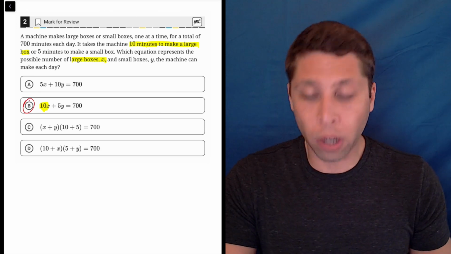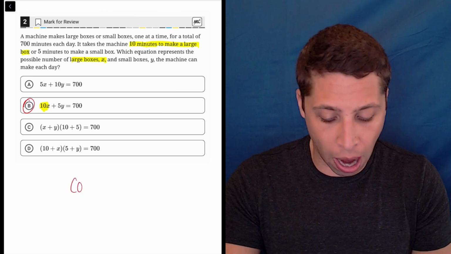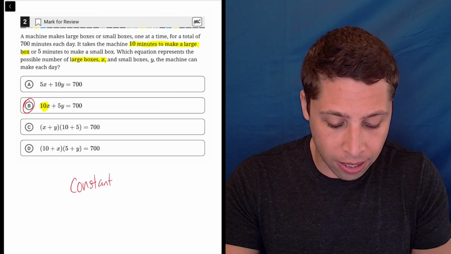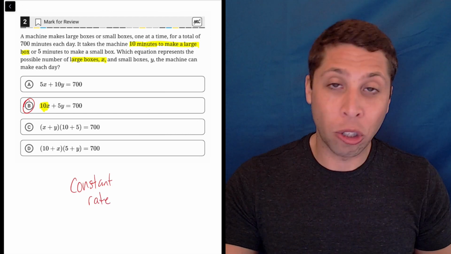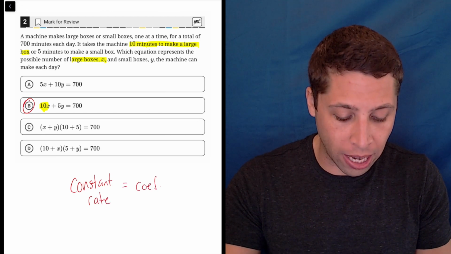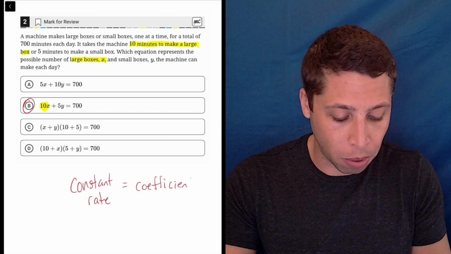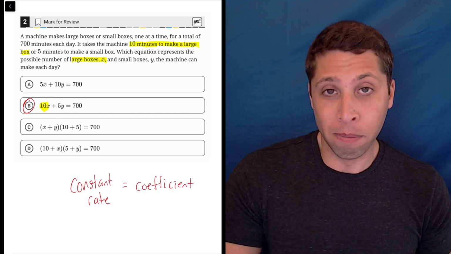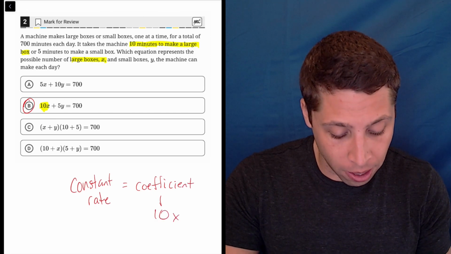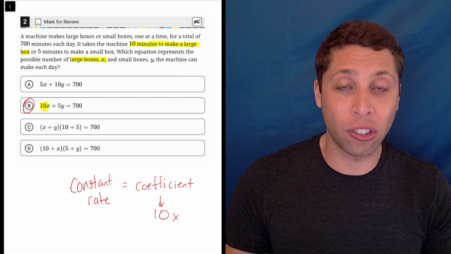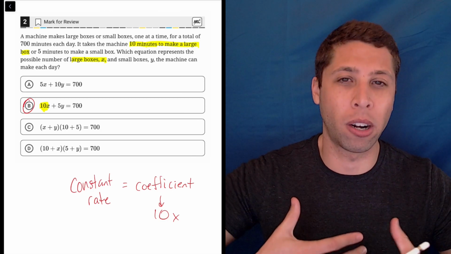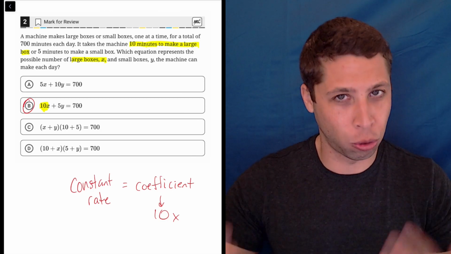The reason this works is because basically what the question is describing for us is the idea of a constant rate, which pretty much always means we're going to use a coefficient. You've probably heard that word before, but you better know it just as the number that's in front of a variable. Those are coefficients. Those are usually how rates are going to be displayed when we have a story question.